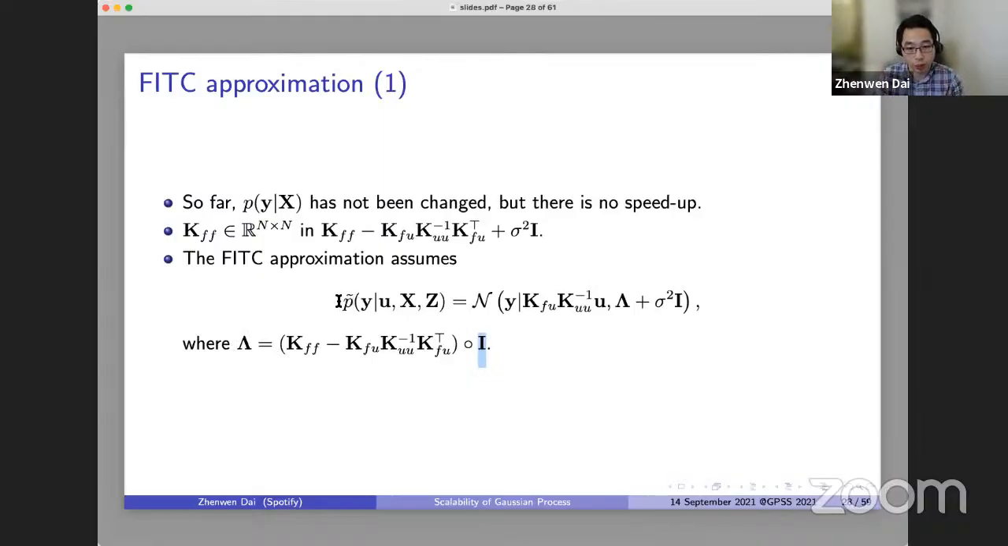Then we approximate the conditional distribution P of y given U by this multivariate normal distribution. The special part is that the mean does not change, and the diagonal entries of the covariance matrix do not change, but all the off-diagonal entries become 0. A big benefit of such a formulation is that calculating this multivariate normal is much more efficient, because it has a diagonal covariance matrix and we don't have to invert it anymore.